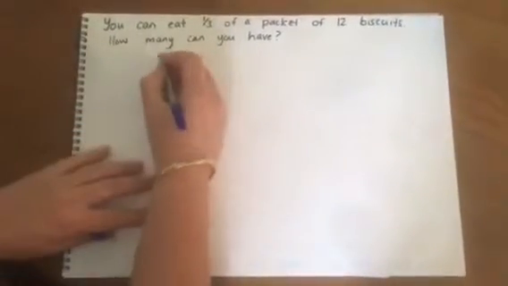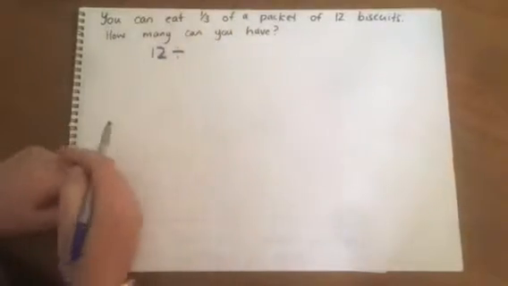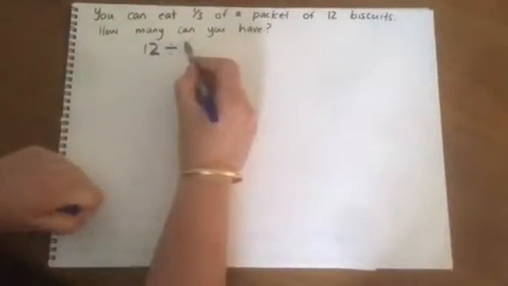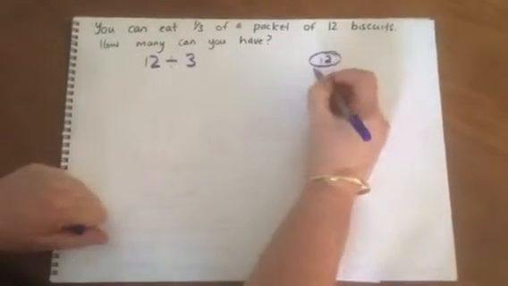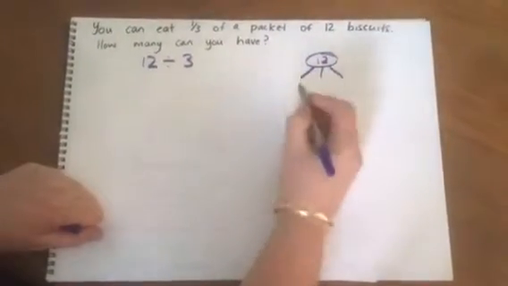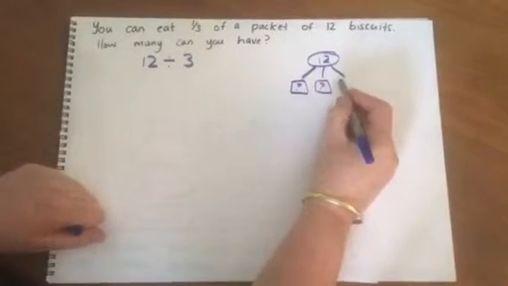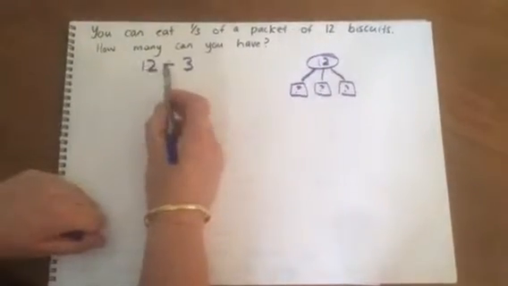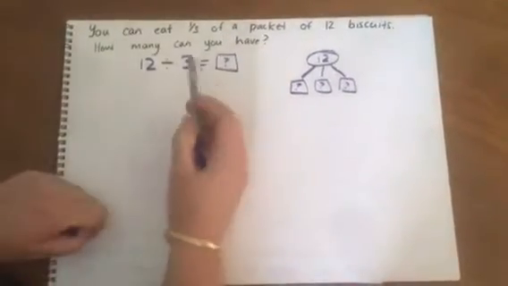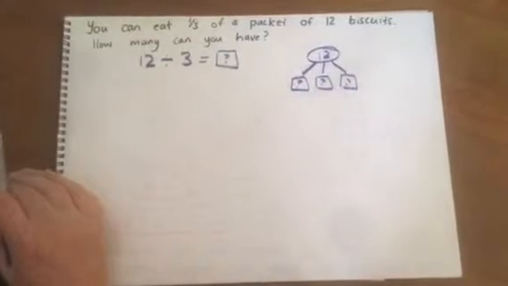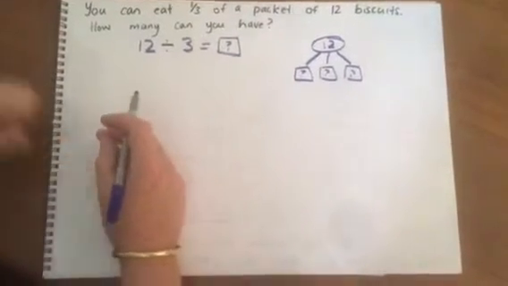We would write, so we've got our 12 biscuits, and we're going to split it, or divide it, into thirds, which is into 3 parts. So it would look like this, okay? So you've got your 12, and you're splitting the 12 into 3 parts. What we're trying to find out is what each one of these parts is. So 12 divided by 3 is going to be our answer, because we're going to work out a third, that is 1/3.